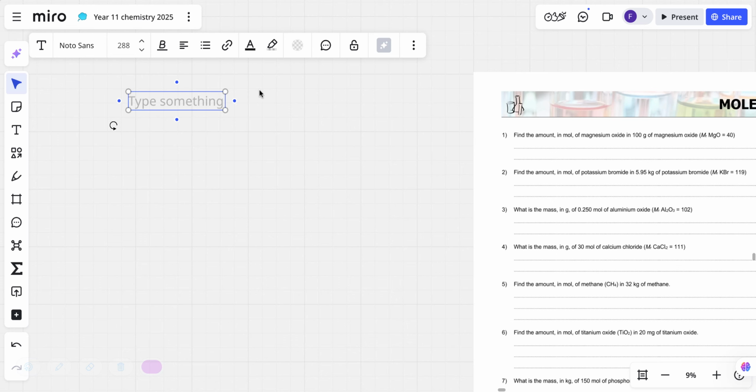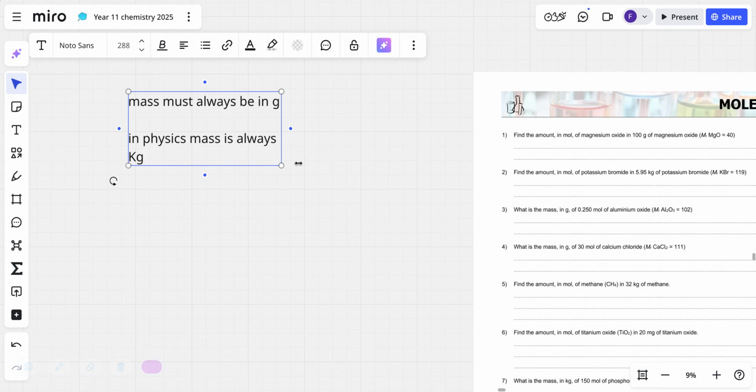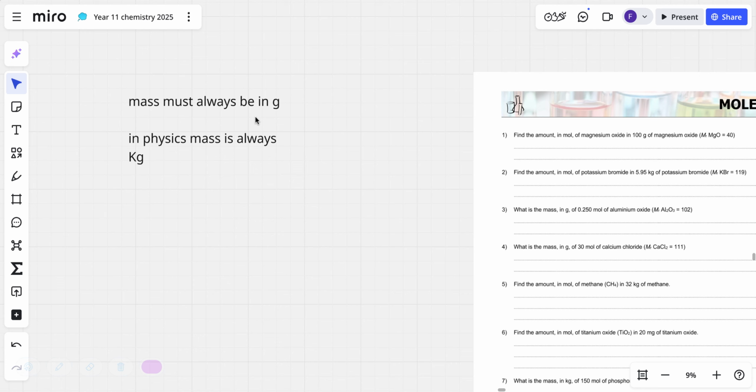But I'm not really going to say that because those are kind of tough ideas. So what I'm going to talk about is the key principles. Mass must always be in grams. This is very different to physics. Just be careful. In physics, mass is always kilograms. Okay? So just be careful of that. We're always going to work in grams.